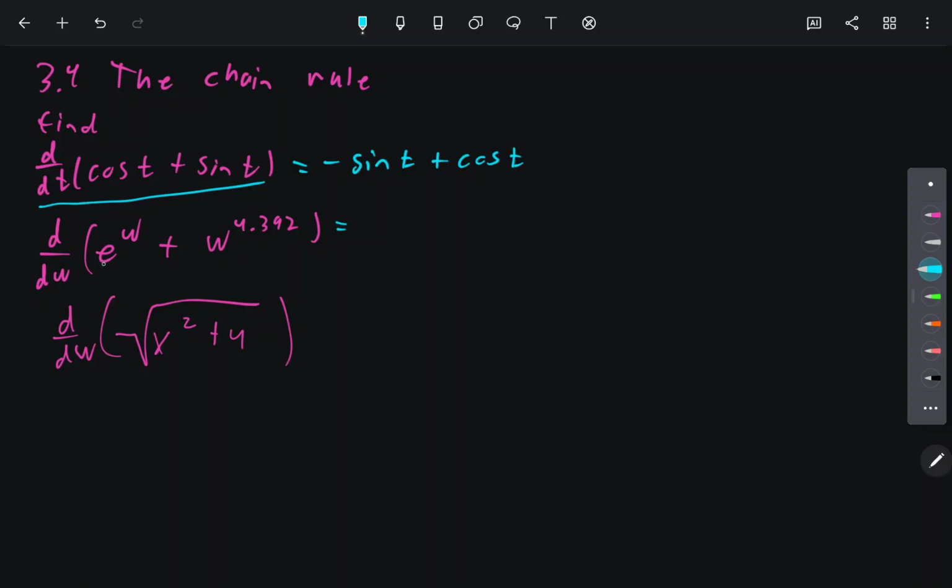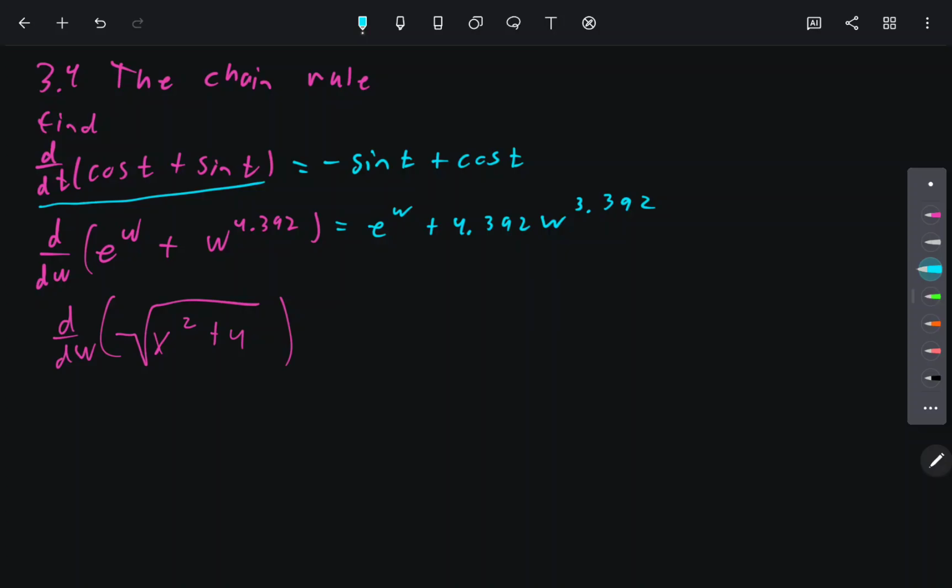Next, we have an exponent: the derivative of e to the w plus w to the power 4.392. Very random number there. So the derivative with respect to w of e to the power of w is just e to the w, and then the derivative of w to the power 4.392 is just going to be 4.392 w to the power of 3.392.